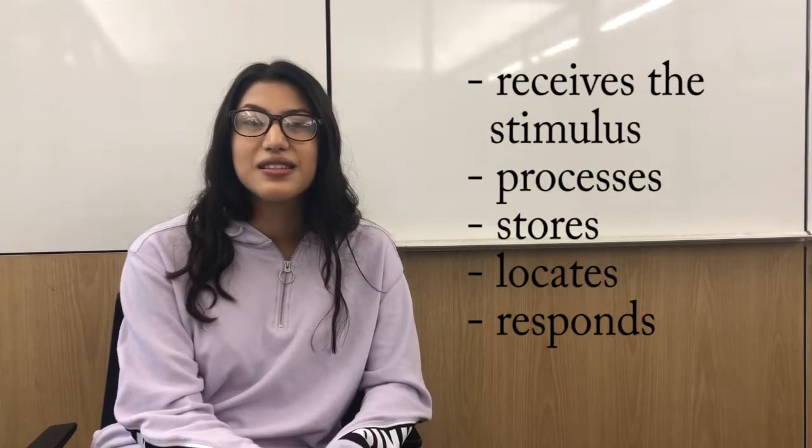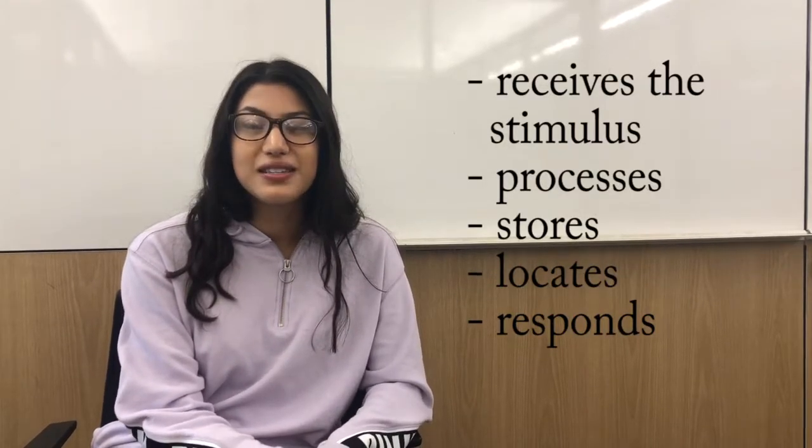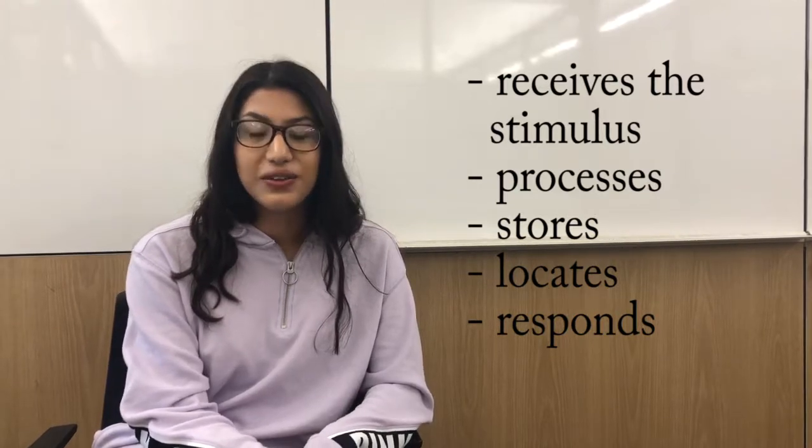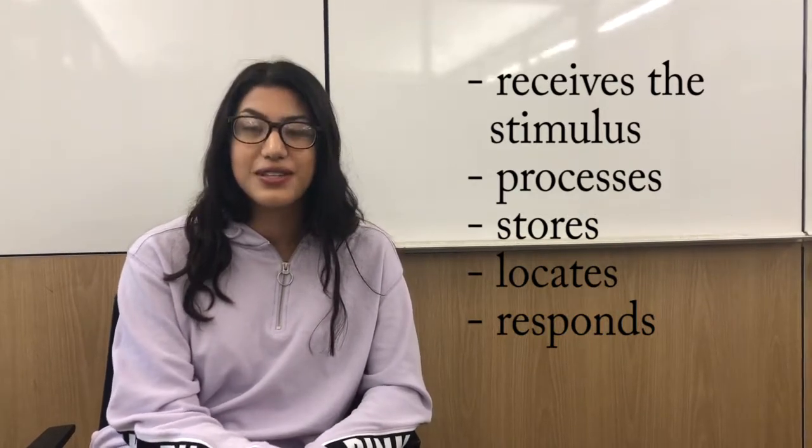In 1956, American psychologist George A. Miller is one of the main theorists for the information processing theory. He believed that the mind receives the stimulus, processes it, stores it, locates it, and then responds to it.